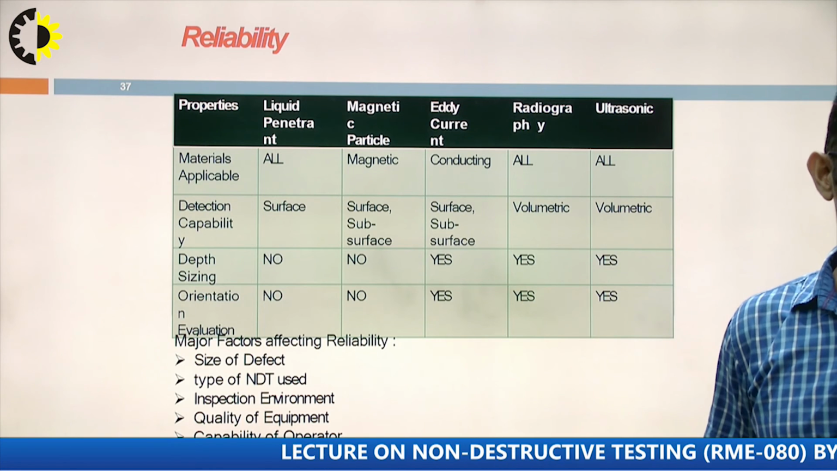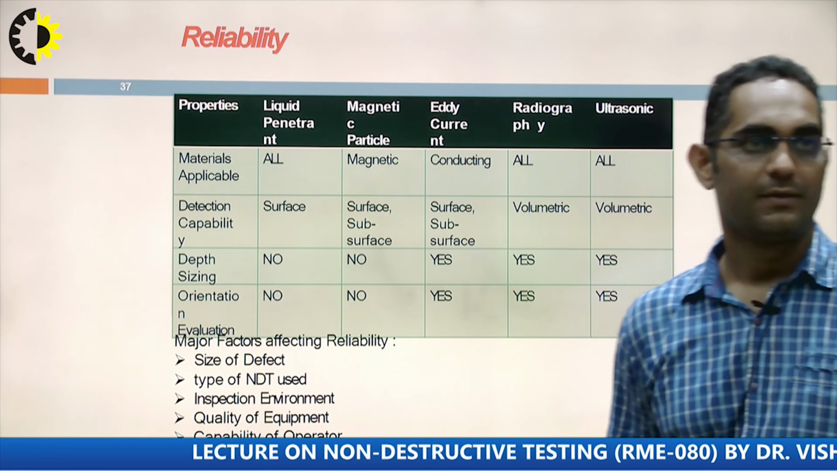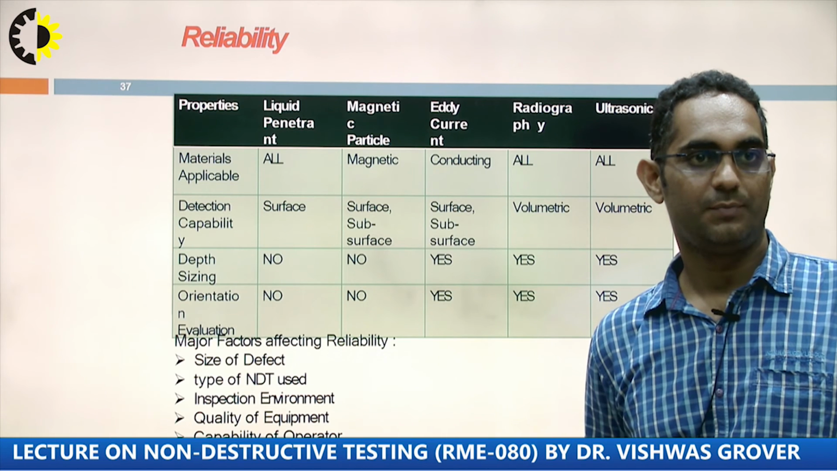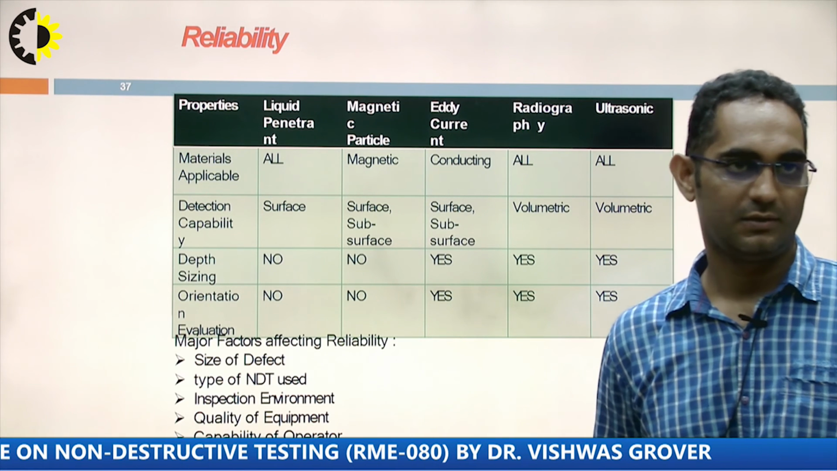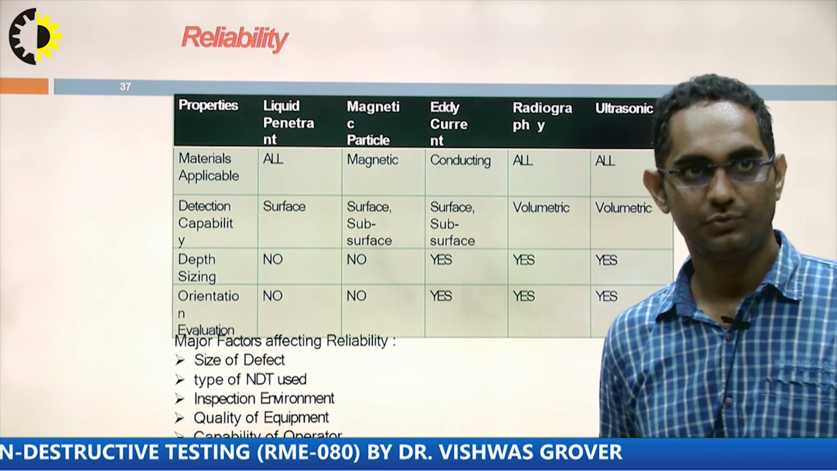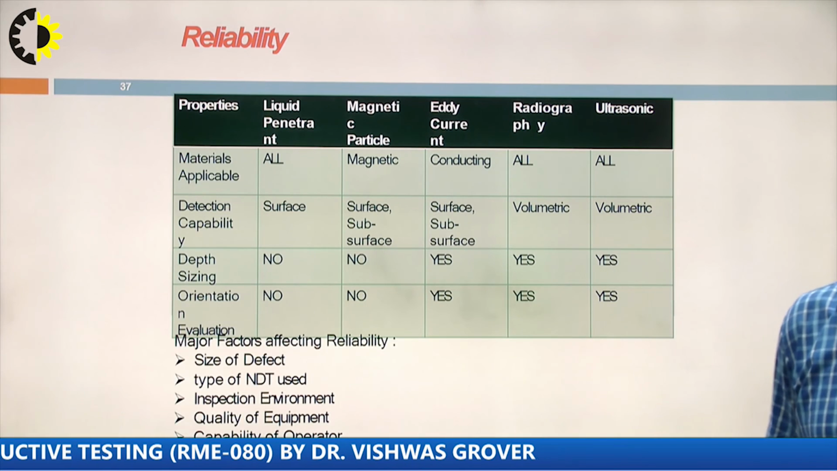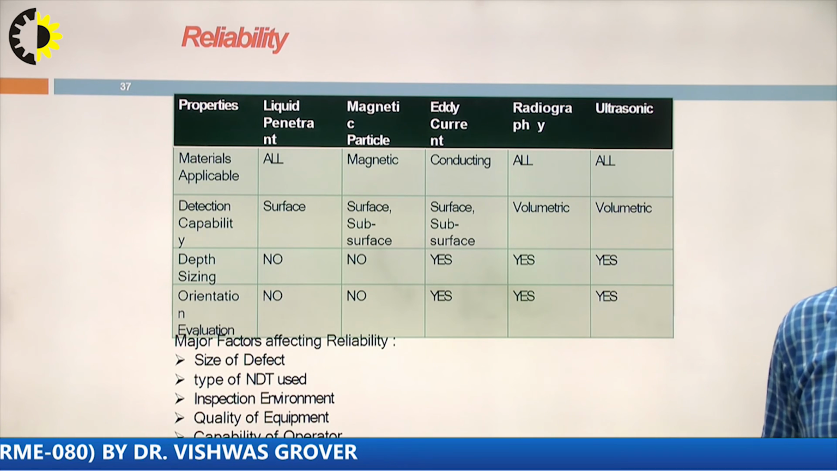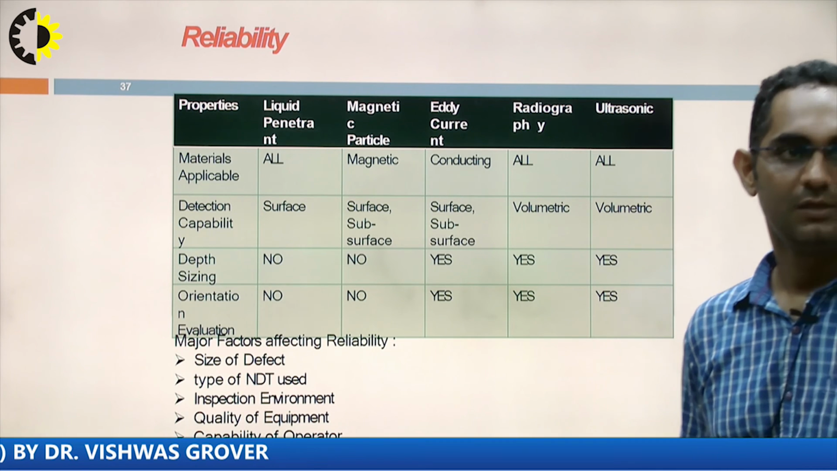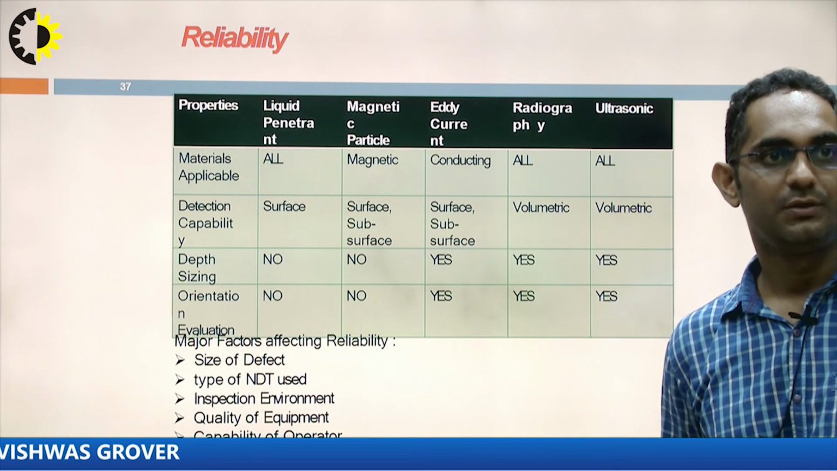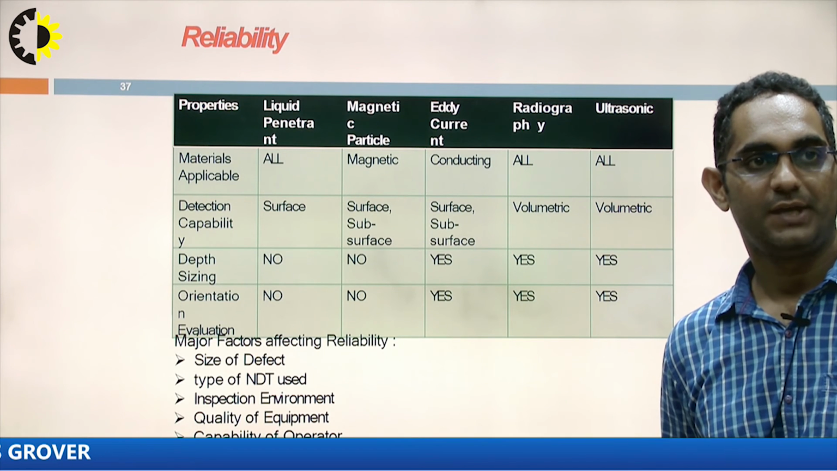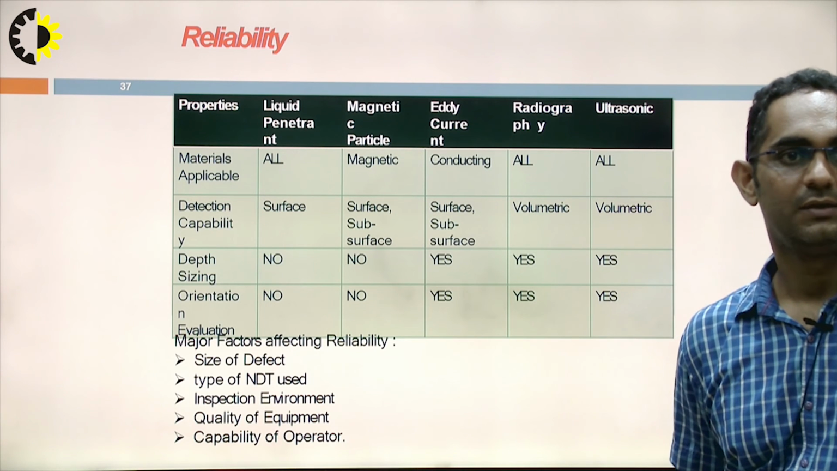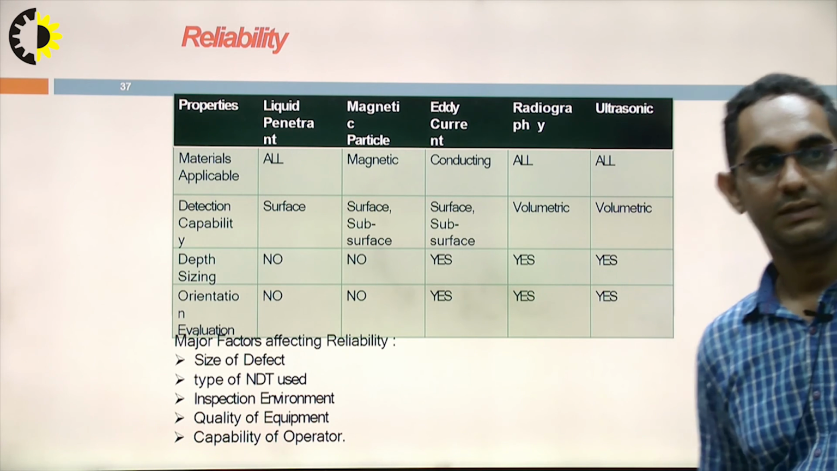Then in depth sizing, the liquid penetrant and magnetic particle methods cannot be used, but eddy current, radiography and ultrasonic can be used for depth sizing. And the same in orientation and evaluation: liquid penetrant and magnetic particle are not used, but eddy current, radiography and ultrasonography are used.